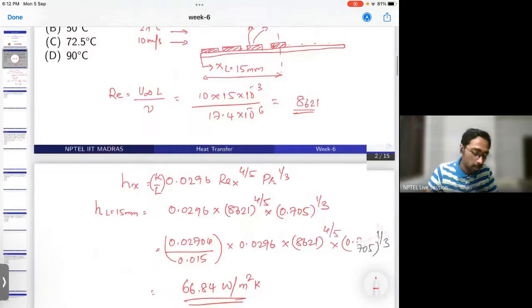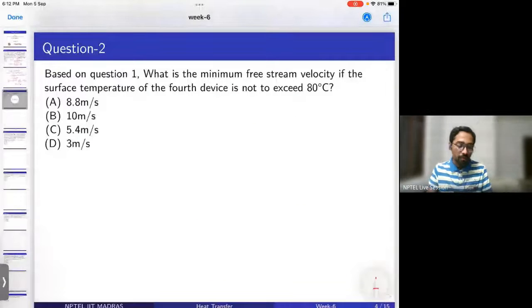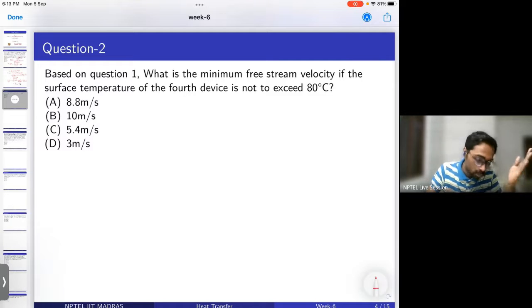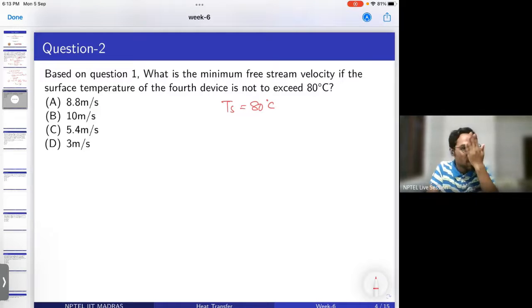Okay. So let's move on to the next question. The next question is also based on the first question. We have to find out what is the minimum free stream velocity if the surface temperature of the fourth device is not to exceed 80 degrees Celsius. So it's just the reverse of what we did in the first question. Here our constraint is T_s not to exceed 80 degrees Celsius. So we need to find out the minimum free stream velocity that we need to give to maintain this temperature.